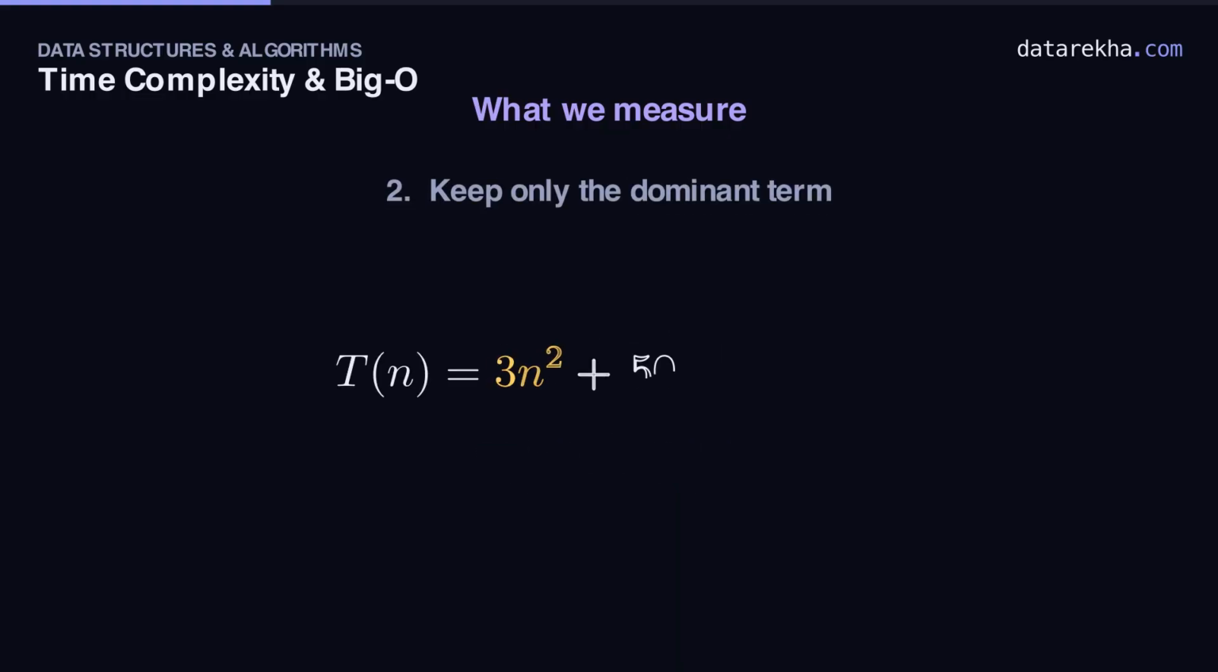Second, we keep only the dominant term. Take 3n squared plus 500n plus 9000. It looks intimidating, but when n is huge, the n squared term utterly dwarfs the others. The 500n and the 9000 fade into the noise, and even the leading 3 is just a constant. So the whole thing collapses to just order n squared. That is the entire spirit of Big O. Throw away the clutter and keep the term that decides how fast the cost climbs.